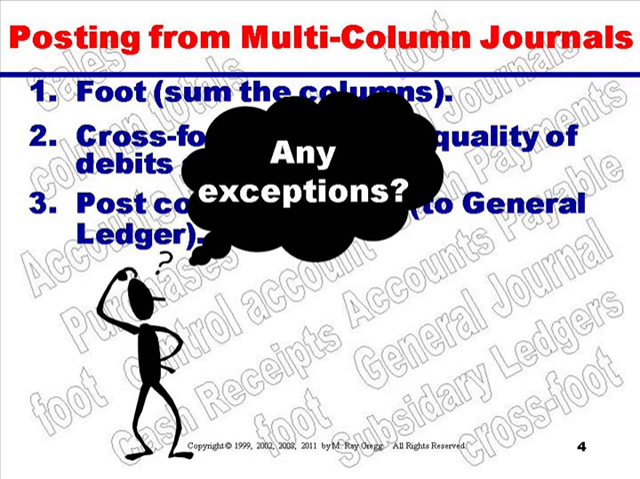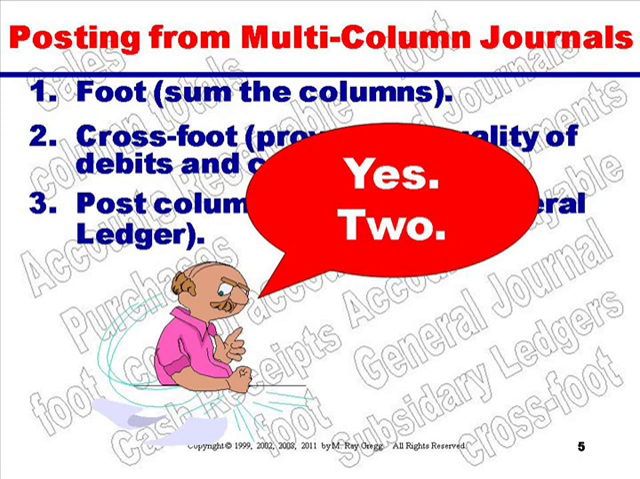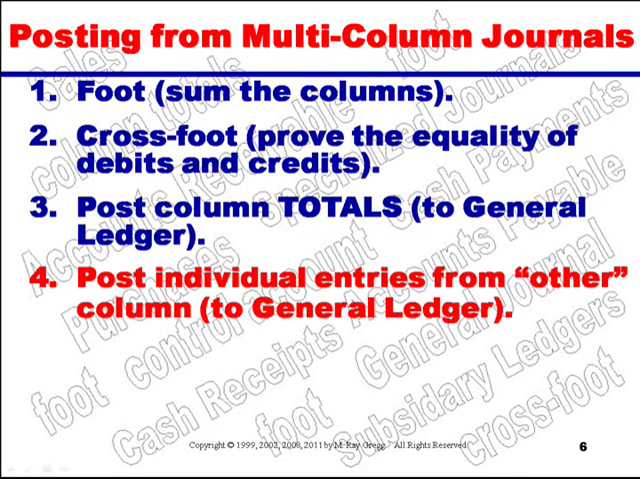Are there any exceptions to this rule, post column totals only? As a matter of fact, there are. There are two exceptions. One of the exceptions is tied directly to the way we got here. When all the items in the column are alike, we can post the column total. What if all the items are not alike? Remember that the other column in some of the journals was for miscellaneous leftover kinds of things that didn't all go the same place. Let me give you a warning. Don't ever say credit other or debit other. That's not an acceptable answer.